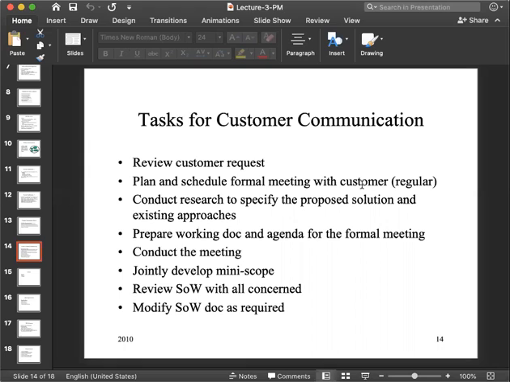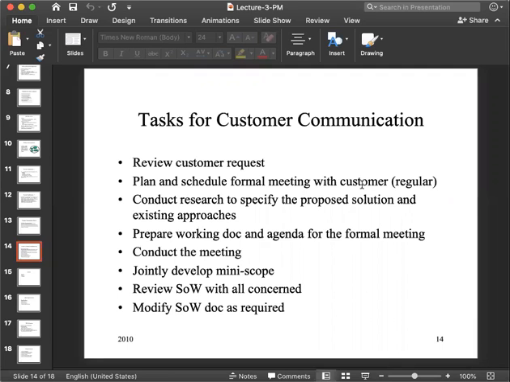You have to provide this to the customer; you cannot come to exact dealings, because you are actually getting an order from someone. So if you are getting an order, the customer is the head here. Whatever the customer wants to do, the customer can do it. Okay, prepare a working doc and agenda for the formal meeting before doing any meeting.